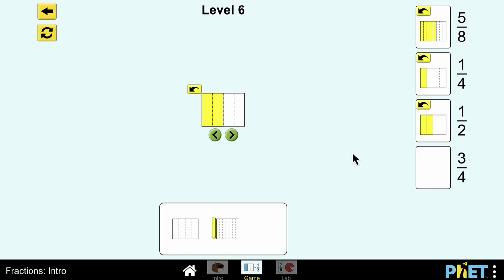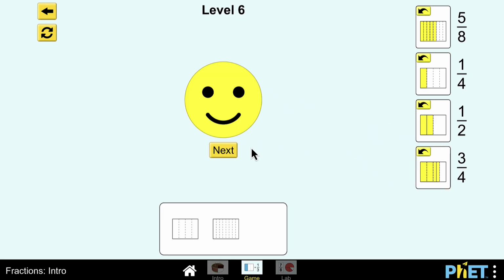They need 3/4. How can I make the 3/4? I need 2 pieces of 2/8, and that's 3/4.